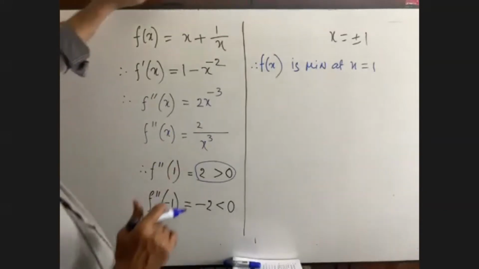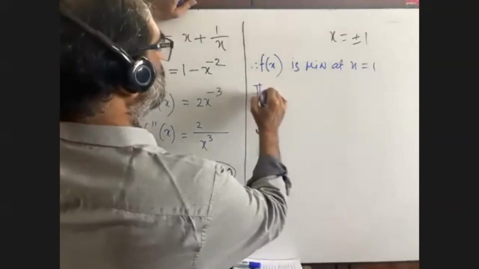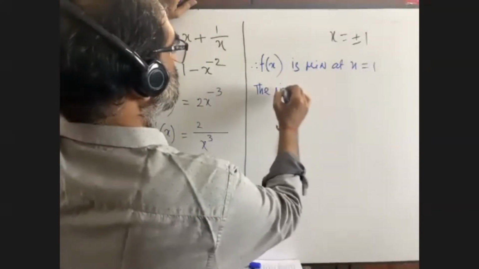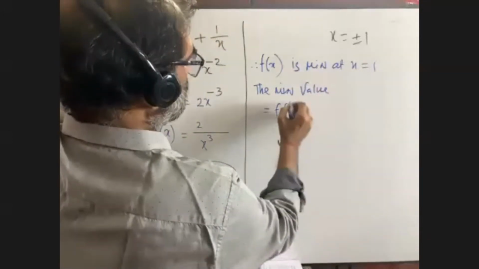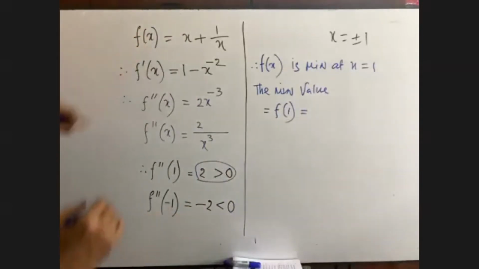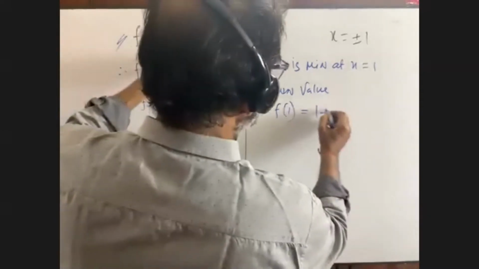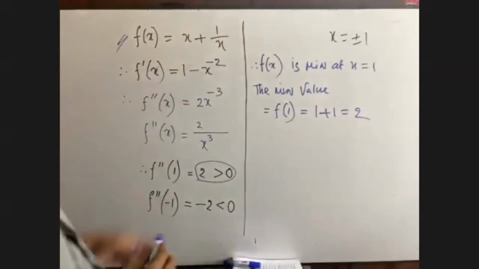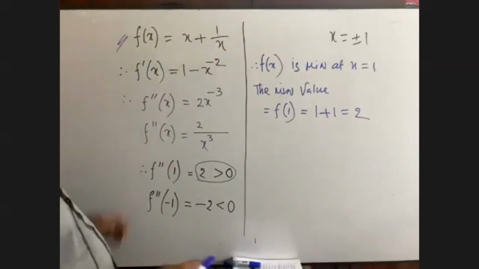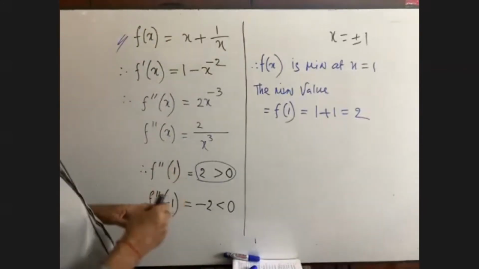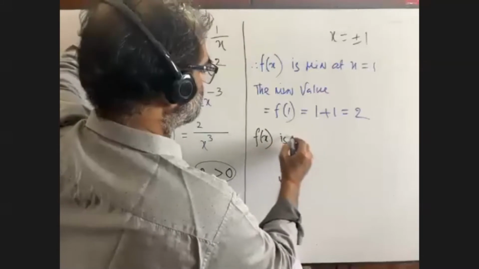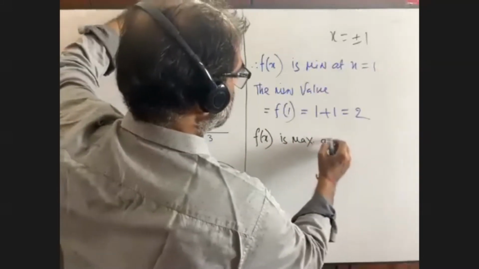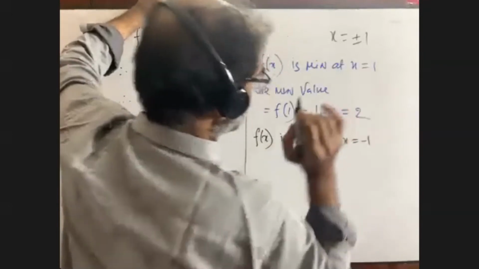That's good. Now the minimum value is equal to f of 1. So f of 1 will be 1 plus 1, that is 2. Again, we can write here f(x) is maximum at x equals minus 1.